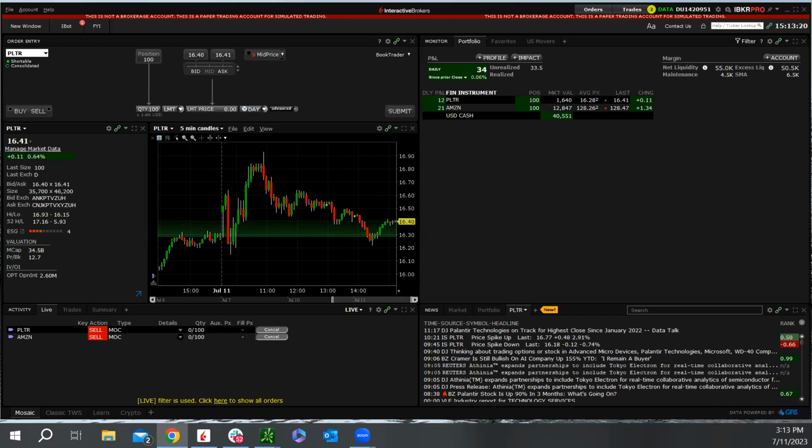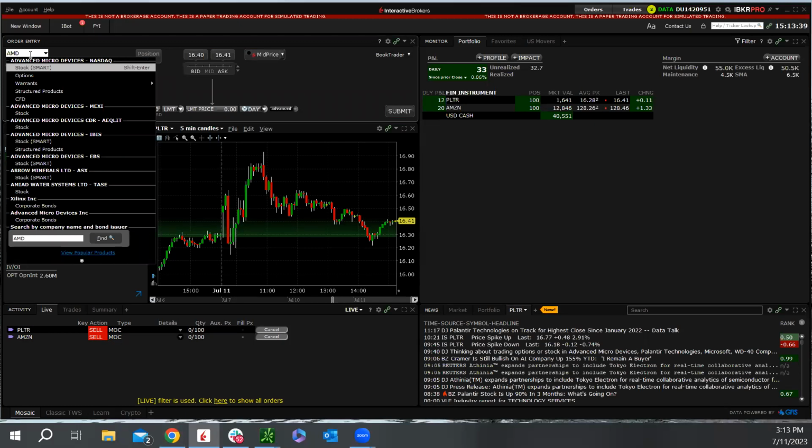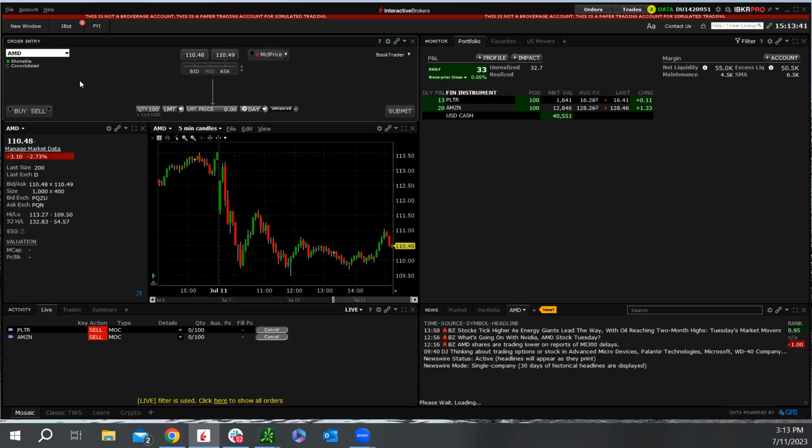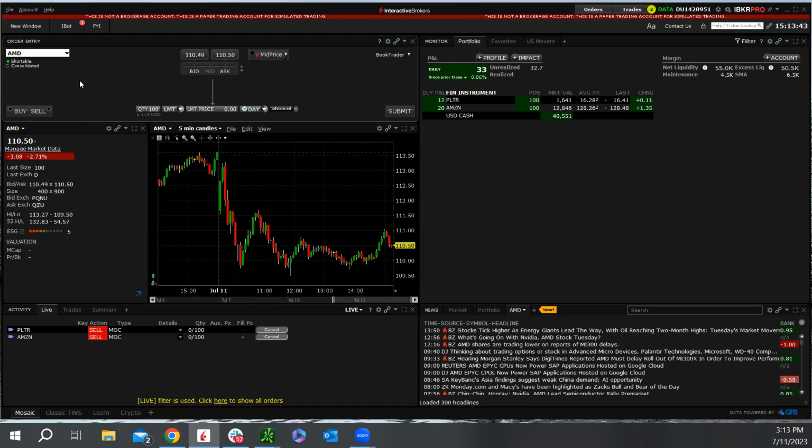So in this case, let's say I'm going to use AMD, which is currently trading at 110.48. Again, this is just for demonstration purposes. I wouldn't necessarily do it the way I'm going to do it, because I'm going to enter an order on AMD to go long and then also want to go short at market. We just want to see how this gets executed. So right now, AMD is trading at 110.48.